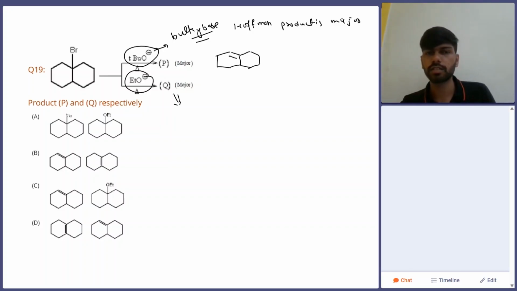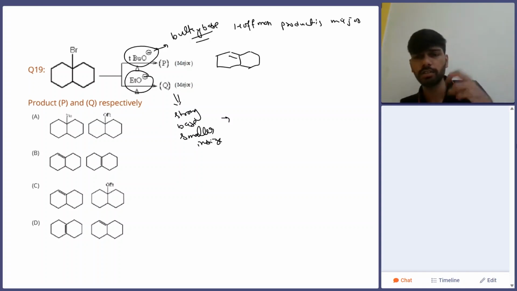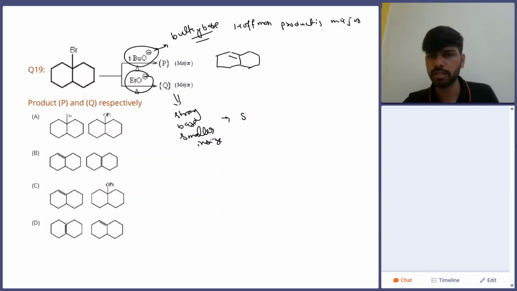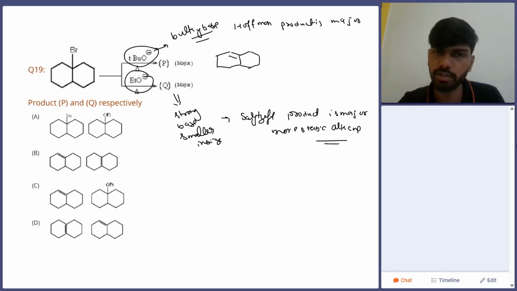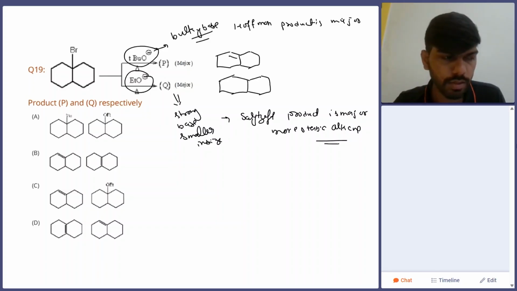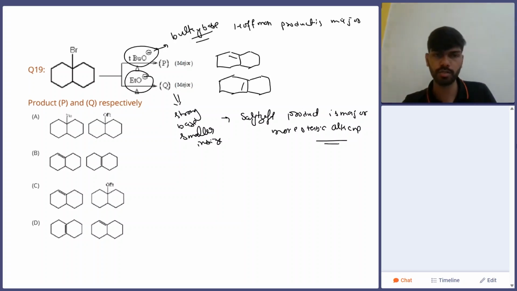Now ethoxide, this is a smaller base and also a strong base. Also this is a strong base and smaller in size. So here it can easily take out the hydrogen from the middle carbon. So here the Zaitsev product is your major. Zaitsev product means the more stable alkene. How to check the more stable alkene? More hyperconjugated hydrogens are there. So here the product is this product. Let's check. Option B is correct.